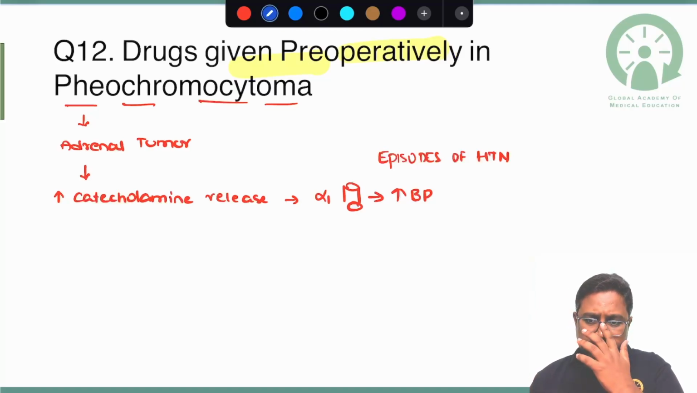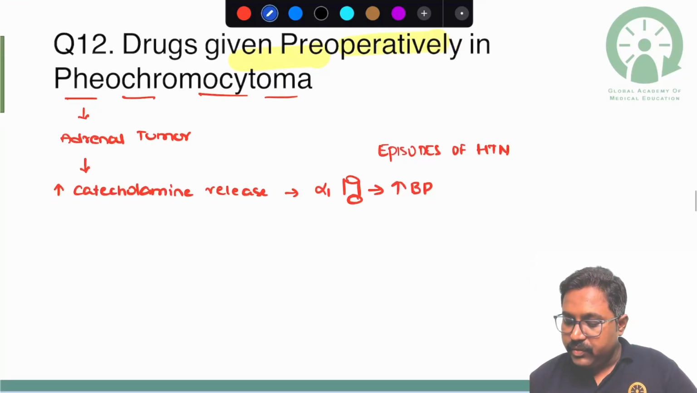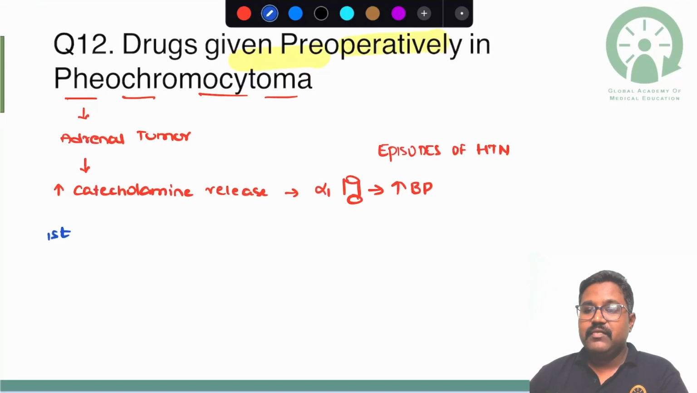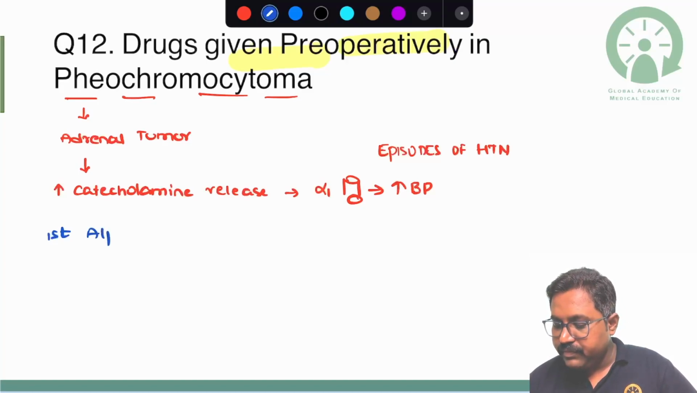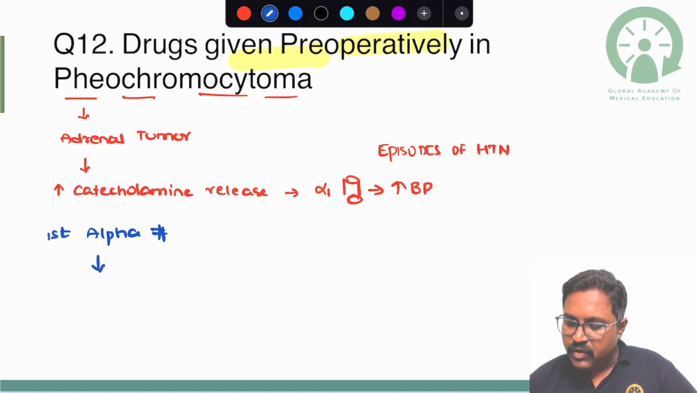There is a rationality for using a particular adrenergic blocker in the beginning, followed by the other. So which one has to be given first, whether it is the alpha blocker or the beta blocker? Please remember, first you need to give an alpha blocker, then the second drug will be your beta blocker. So this is the right option.